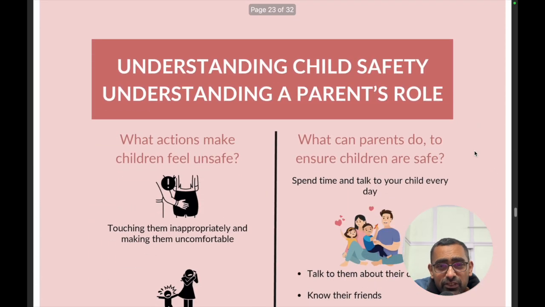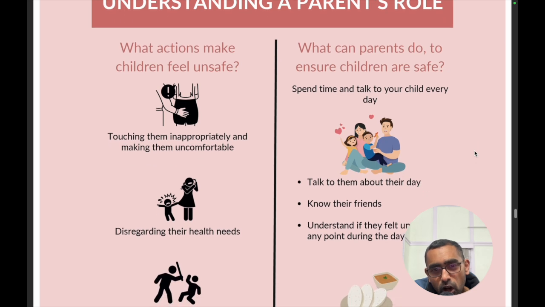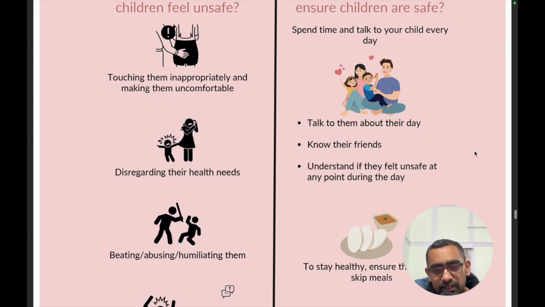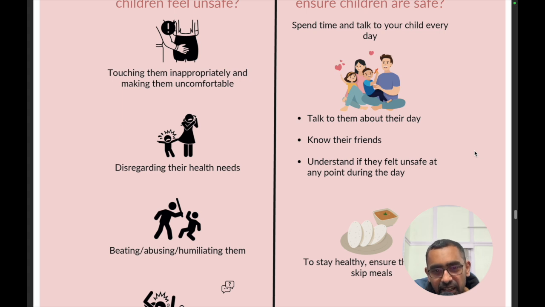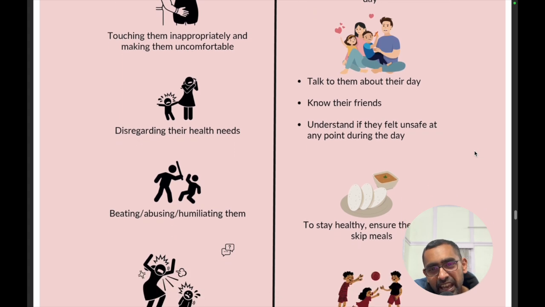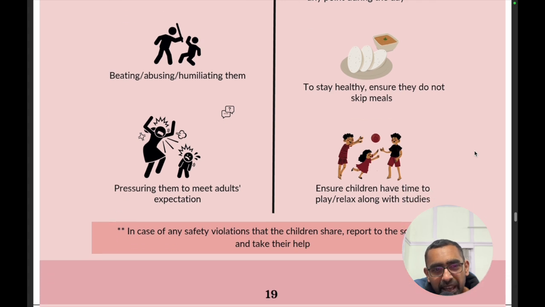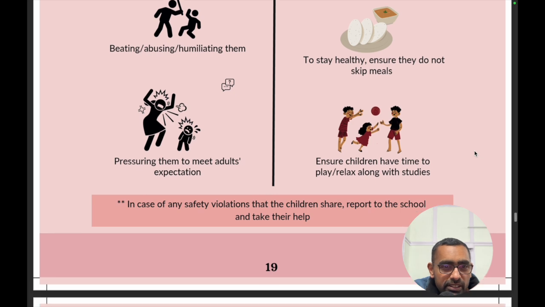Understanding child safety is very important. And what can parents do in it? Talk to them about their day. Know their friends. Understand if they felt unsafe at any point during the day. Tell them why it was unsafe and what to do in certain conditions like that. How to stay healthy, the importance of playing, all those things. It's important that parents take care of all this.